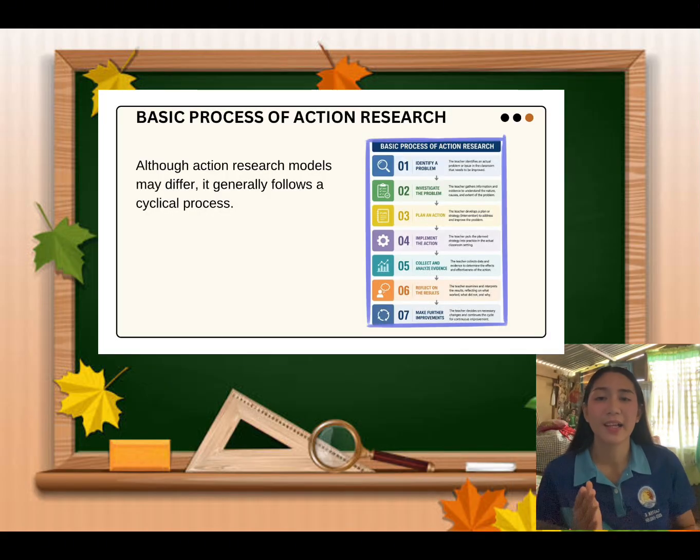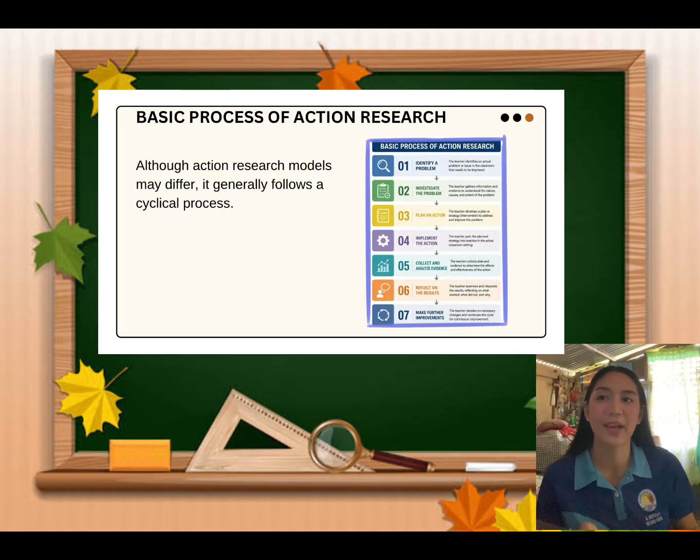Now, let us move on to the basic process of action research. Let us look at the basic process. It is shown here in our action research graphic organizer. There are seven basic steps. First, we have to identify the problem. The teacher identifies an actual classroom concern.